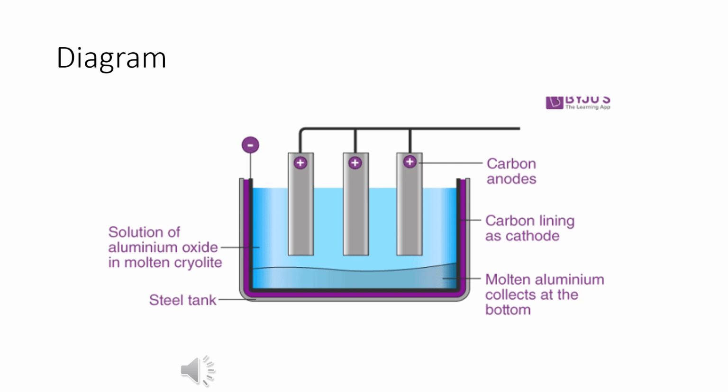The first one is aluminium oxide, it's pure, and the second one is molten cryolite. The two of them combined together form the electrolyte used. Aluminium oxide is very hard and it requires so much temperature to melt. The cryolite is softer than aluminium oxide, so the mixture of the two helps us to achieve a very good electrolyte.